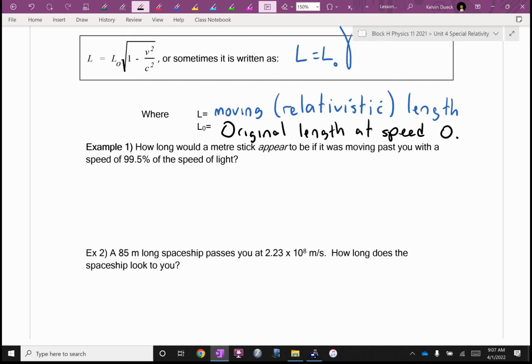Alex, what's this question asking me to find? How long? So L or L0? And that's the tricky part for this. Sorry, but this is the stuff you will have to memorize. Is it asking us to find the relativistic moving length? Yes. This is asking us to find L. Did they give me v, Alex? How would I write that as a decimal in our notation here? 0.995 c, don't forget the c.